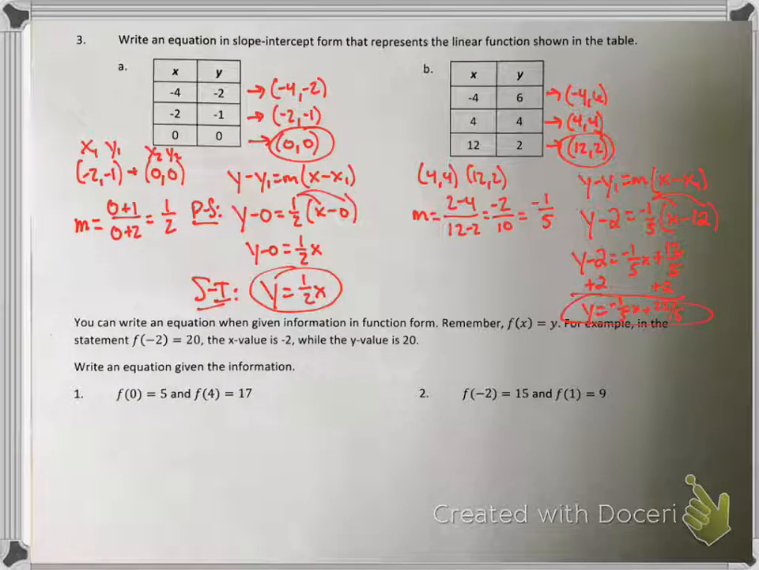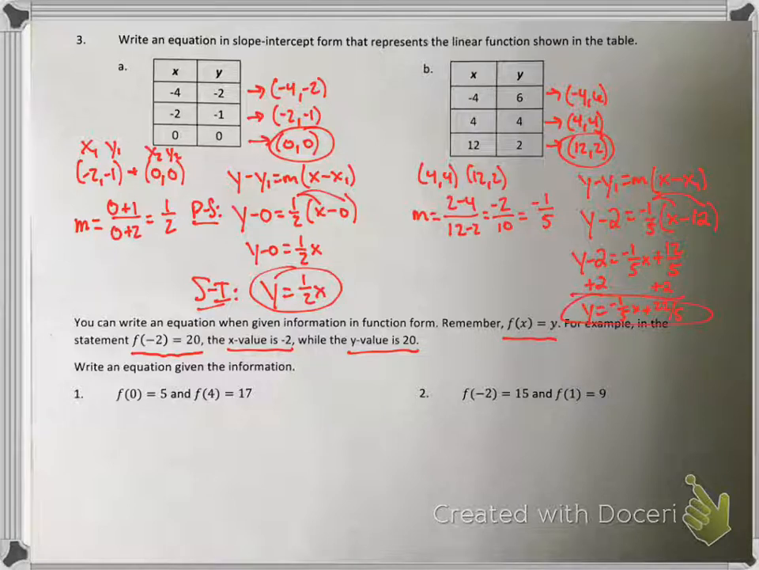Now we messed a little bit with this at the end of the last chapter. We're going to see it pop up a little bit more in this chapter as well. So key statement here, if you look at the bottom of page 2, if it's in function form, it basically is saying f of x equals y. Quick little example: if I gave you f of negative 2 equals 20, that means the x value is negative 2, because that's what's in the parentheses, and it's equal to 20, that 20 is the y value.